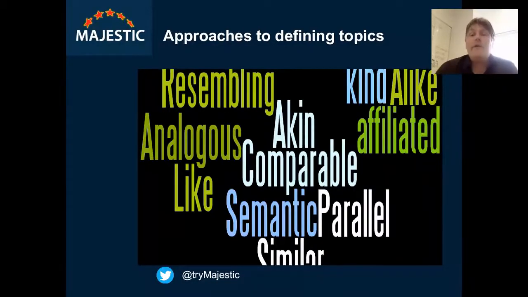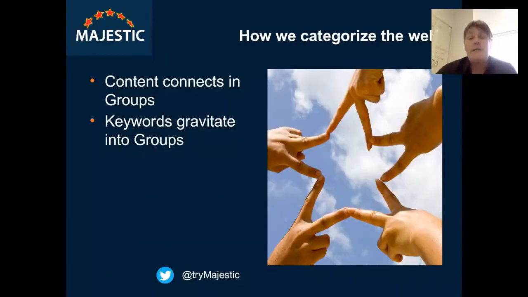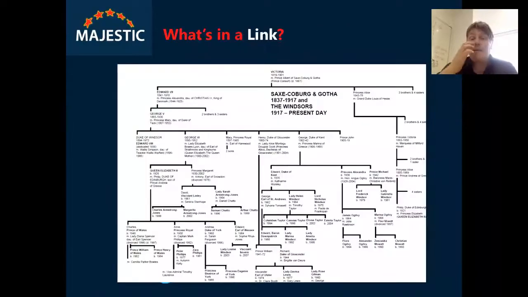So we've tried to take a different approach, and we've come up with another way of categorizing the web, which I think is very, very powerful. And it seems to work, and it seems to correlate very well with the topics and categorization that Google comes up with. So I'll show you a little bit about that. We categorize the web by seeing that content tends to connect in groups. If you're a website in the aeroplane industry, then the chances are you're going to link to other pages about the aeroplane industry. And keywords also tend to gravitate into groups. So let me show you how that works out.